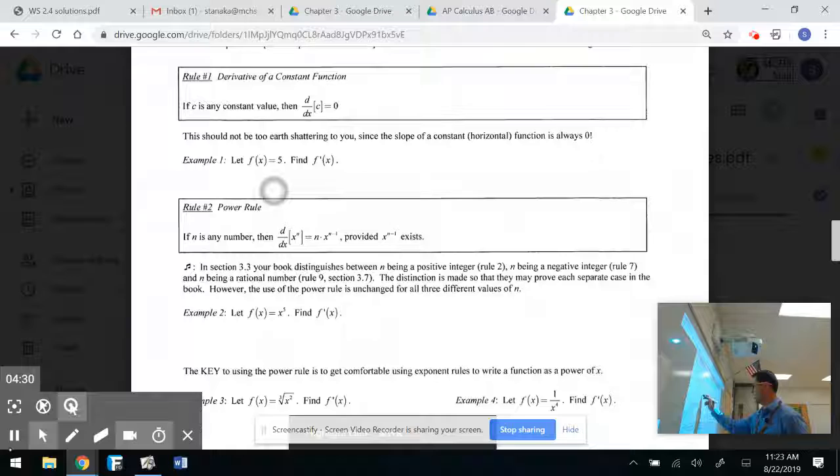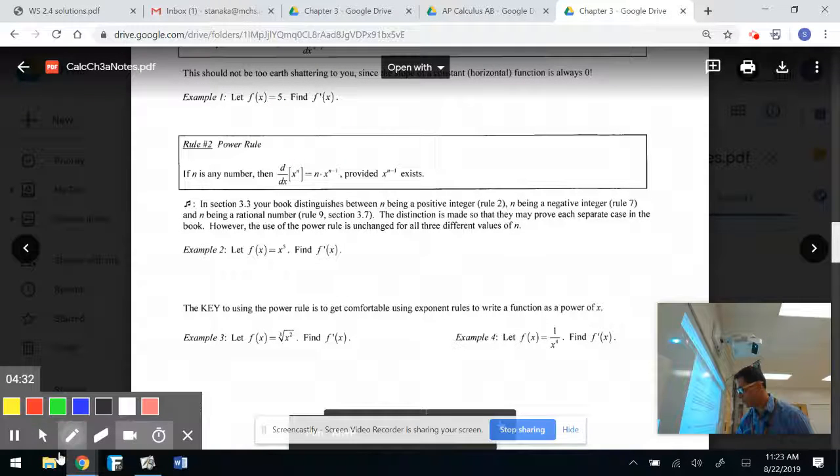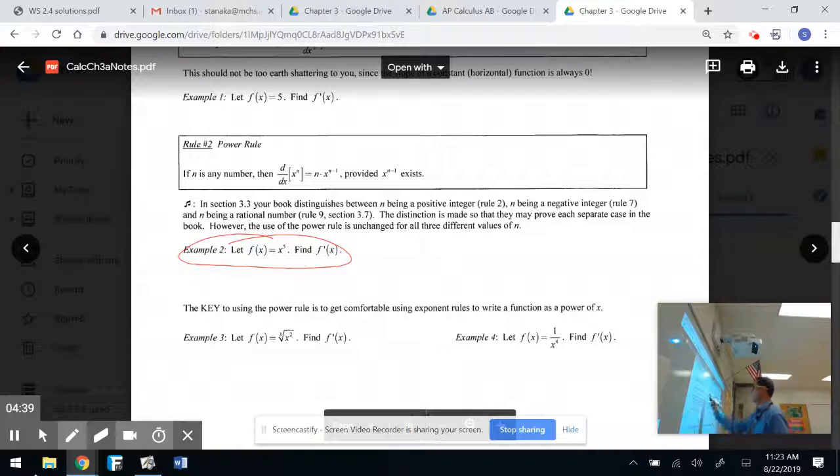It's a crazy little thing. Okay, boom, power rule. Now, let's just get right into this. Here's our power rule.